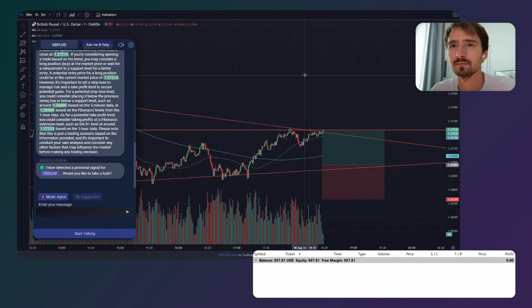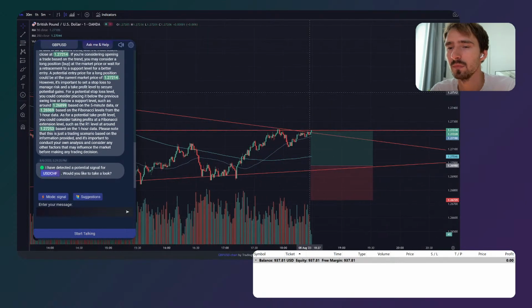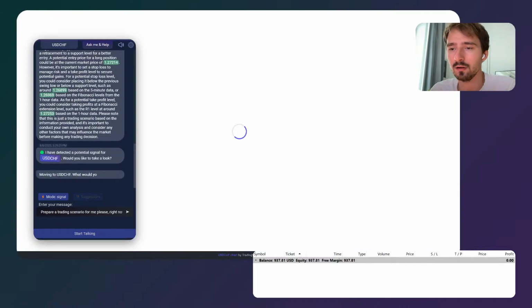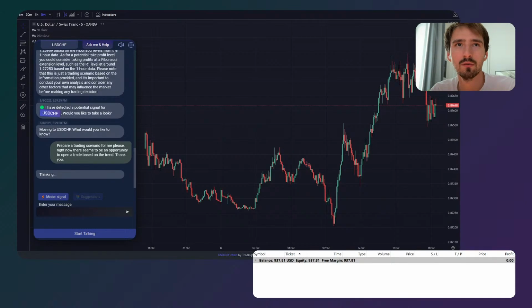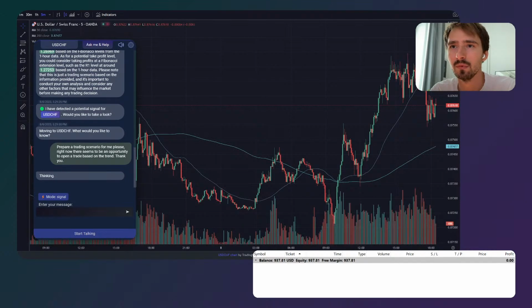I have detected a potential signal for USD CHF. Would you like to take a look? Yes, take a look. I'm going to load USD CHF. I'm going to load the British pound here in the meanwhile.